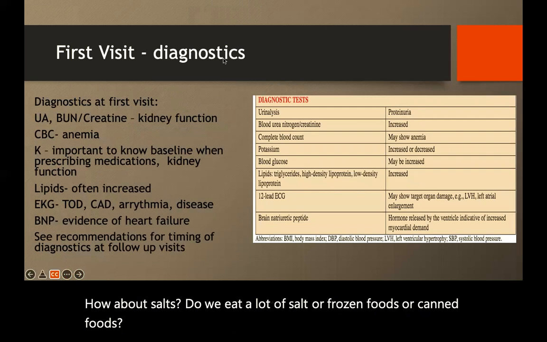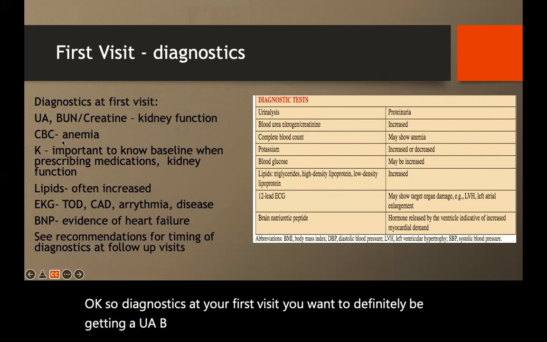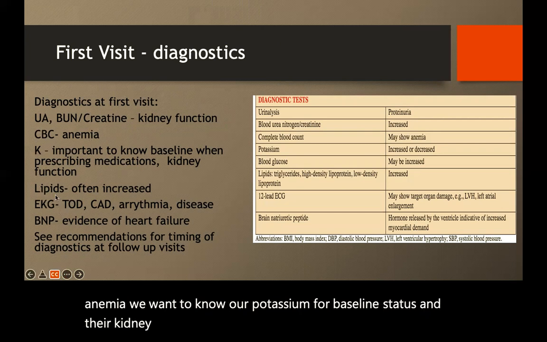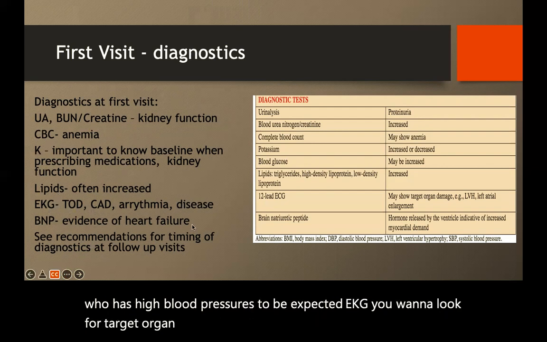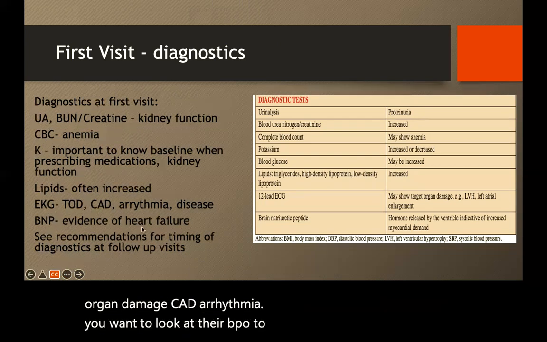Okay, so diagnostics at your first visit, you want to definitely be getting a UA, BUN, creatinine to check the kidney function, CBC for anemia. We want to know our potassium for baseline status and their kidney function. Lipids are usually increased with anybody who has high blood pressure. It's to be expected. EKG, you want to look for target organ damage, CAD, arrhythmia. You want to look at their BNP to see if there's any evidence of heart failure.